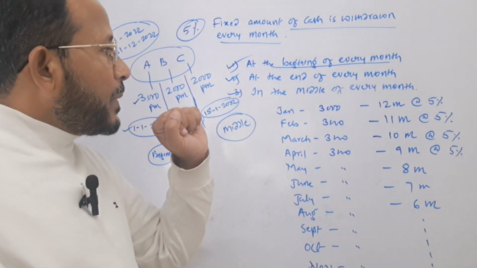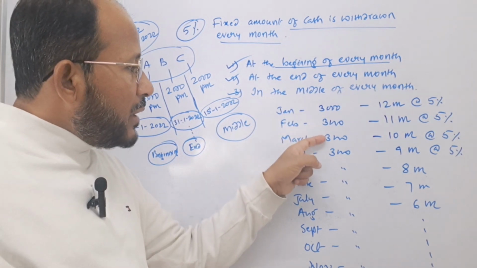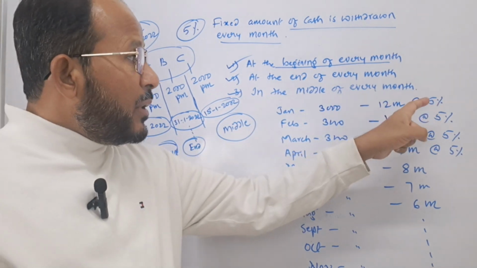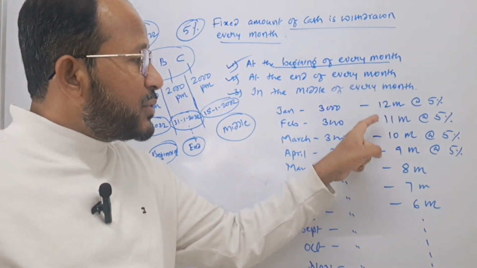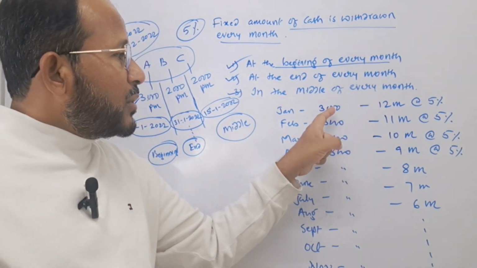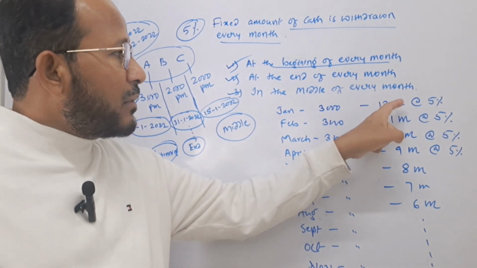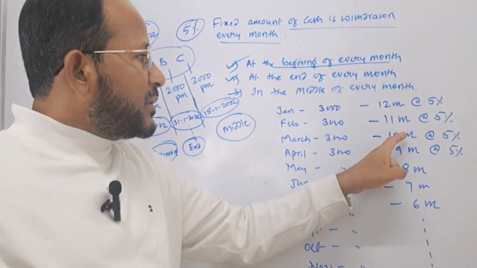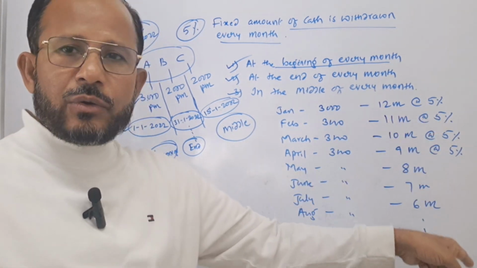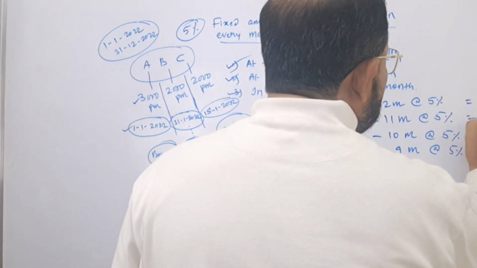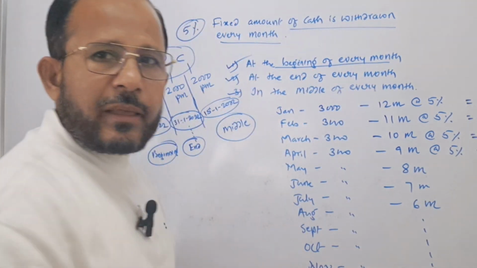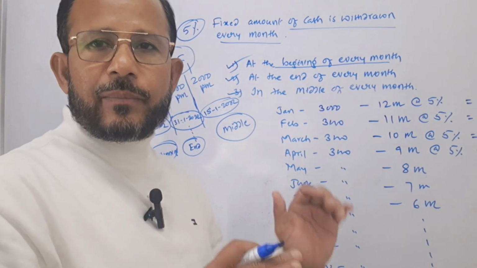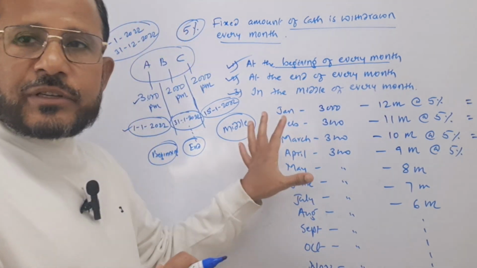But here you see, on each and every individual drawing amount, we calculate interest. That is why the period involved is different. The first drawing amount of rupees 3,000 is there, but we calculate interest at 5% for 12 months. Then the second drawing at 5% for 11 months, this one for 10 months. Like this, individually we have to calculate the interest. Then whatever interest comes in all the 12 cases, we add up, and we get the total interest on drawings of Mr. A. Okay, this is the first thing.